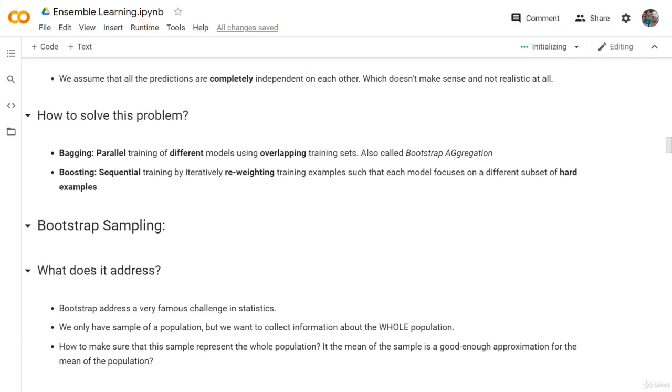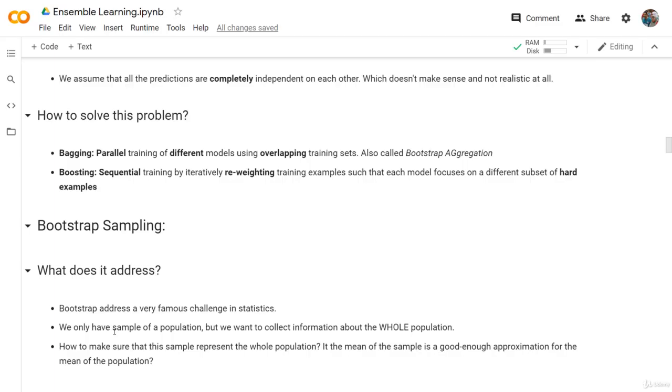So what is the problem that we have in statistics? In statistics, bootstrap addresses a very famous challenge. As you know, we want to model the population, right? If we have 1 million examples, we say that these 1 million examples represent all the examples in the real world, even though we might have 10 million in the real world, right? So what we have actually is a sample of the population.